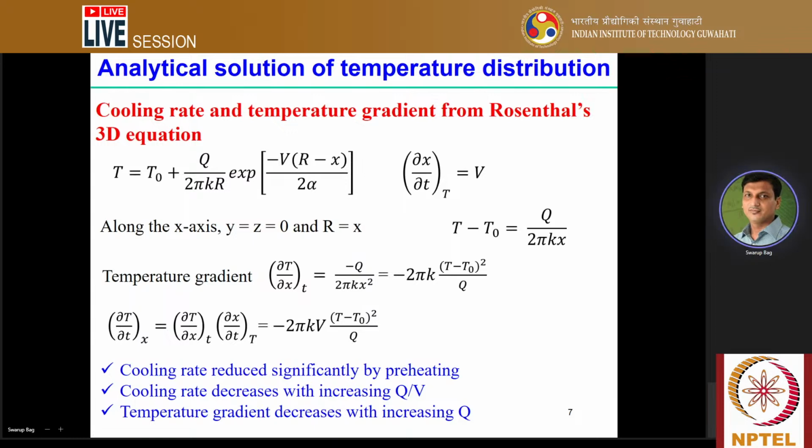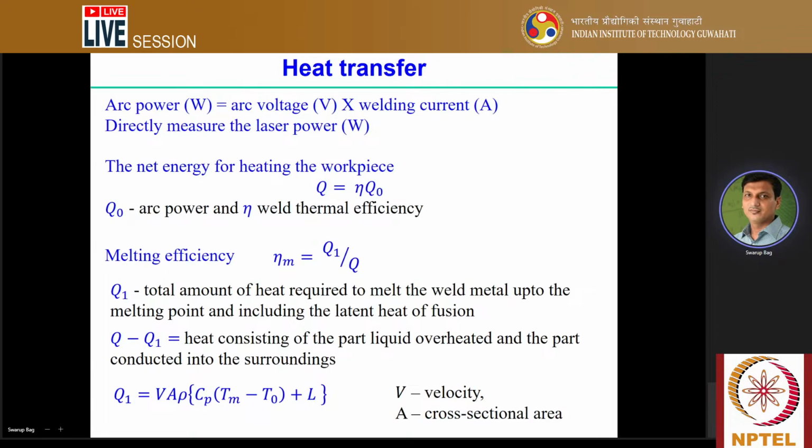There is another part also: the overall heat balance in a welding process, and how to consider the different parameters. One is the arc power. The arc power is equivalent to the arc voltage multiplied by the welding current, and that is in watts. In case of the laser, we directly measure the laser power. But in case of arc welding, we measure the arc voltage and the arc current, and then we calculate the arc power.